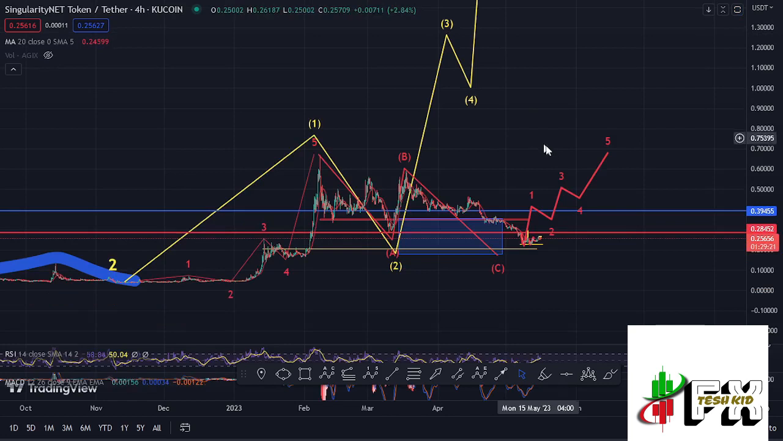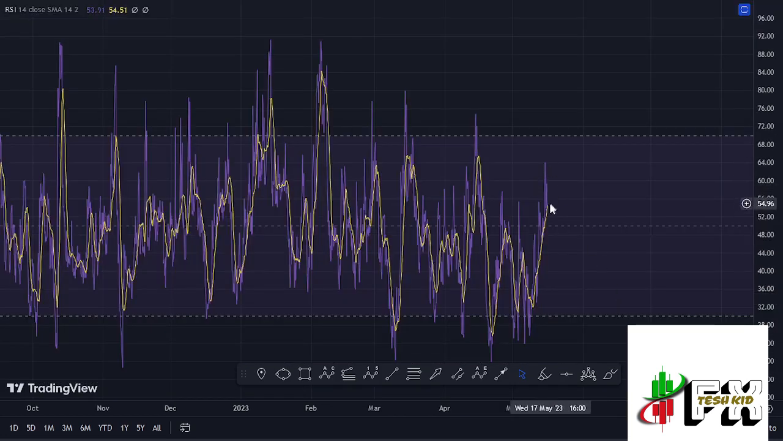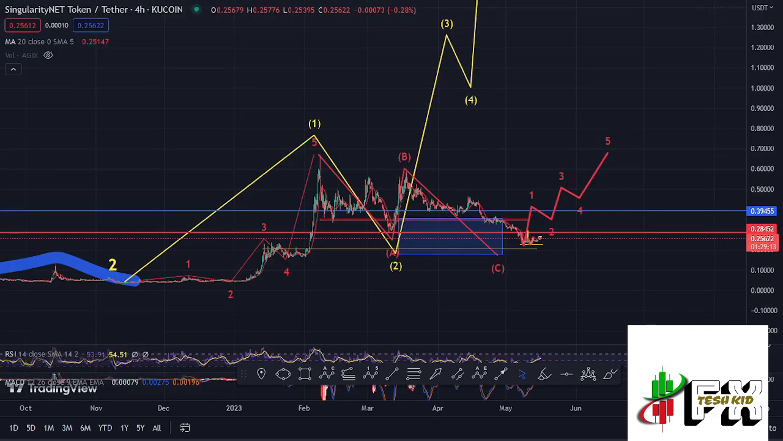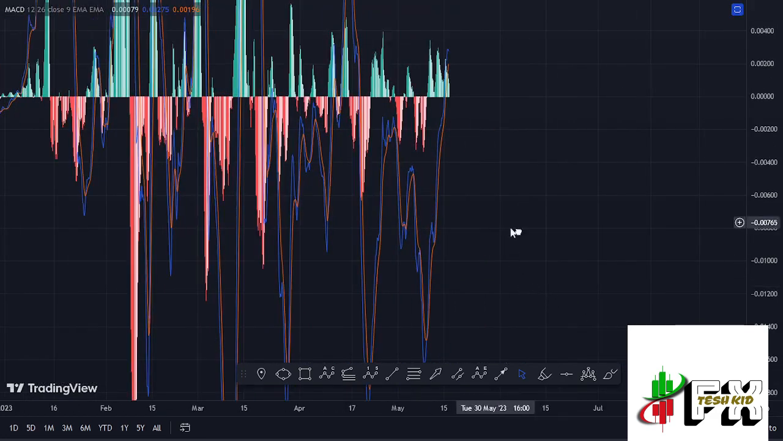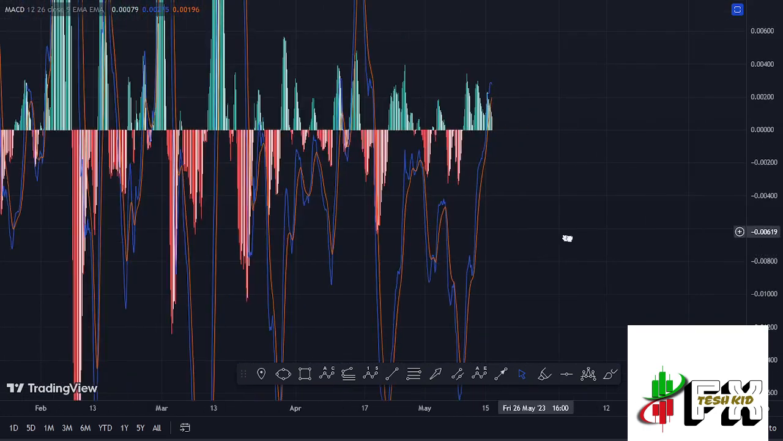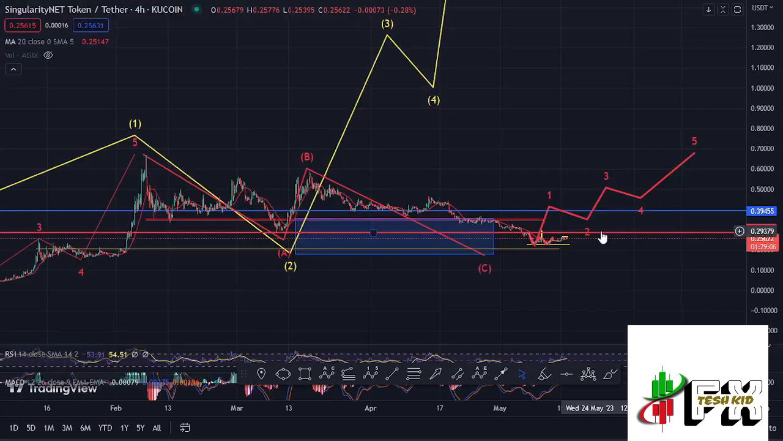Also taking a look at the indicators, on the RSI we are trading at around the 54 mark. Also taking a look at the MACD, we have been able to print a bullish cross, suggesting further upside. So let's be patient and see how that plays out, and I'll be keeping you updated.